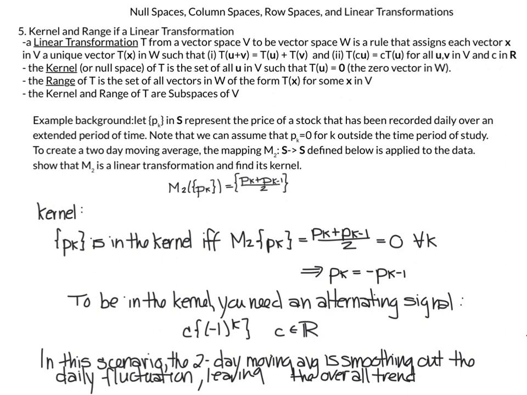So in this scenario, the 2-day moving average is smoothing out any daily fluctuations, leaving the overall trend, which is really, in the big picture, the price is sort of stable. It just kind of flops back and forth between two prices.